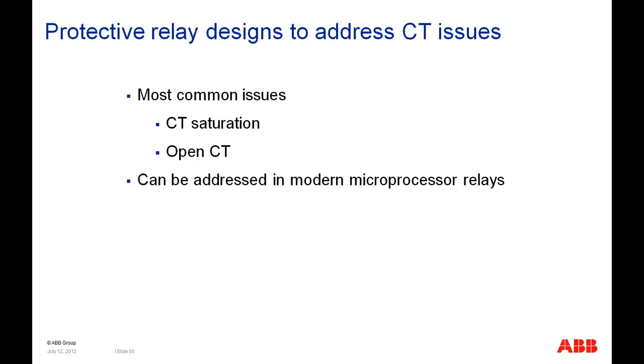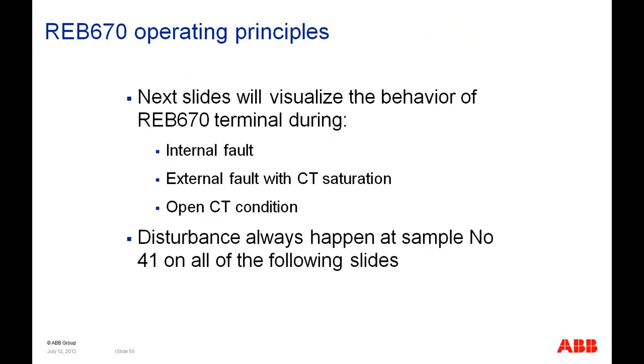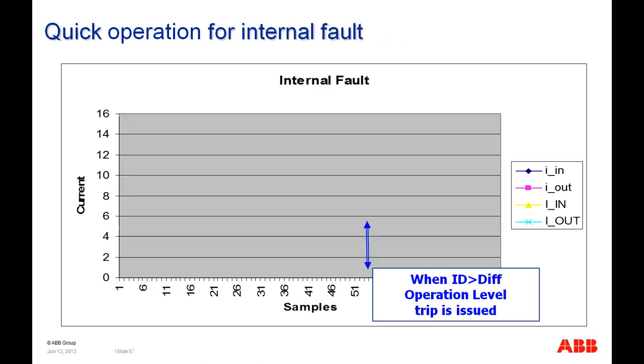What do we do now with modern microprocessor relays? We can use the information in the relay to determine if the CT is saturated or open circuited. The next couple of slides will show you how some microprocessor relays can handle this, just so you get an idea of how this can be done. This happens to be a bus differential relay that handles internal fault, external fault, and CT saturation and open CT circuit conditions.